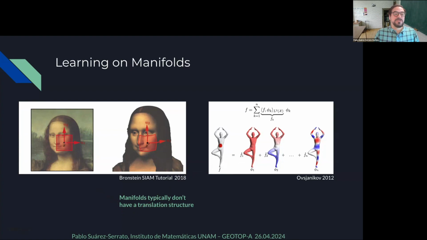So the naive version of extending a convolutional neural network from flat space to a manifold just simply does not work. So this is a big area of research where there have been very many proposals to define convolutions on manifolds and on graphs.